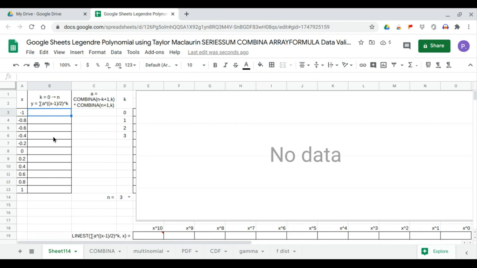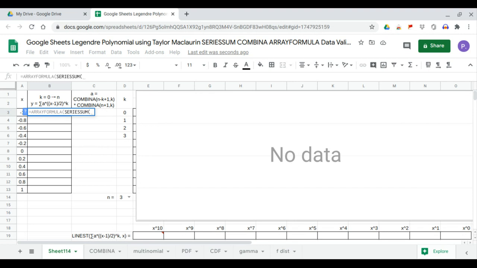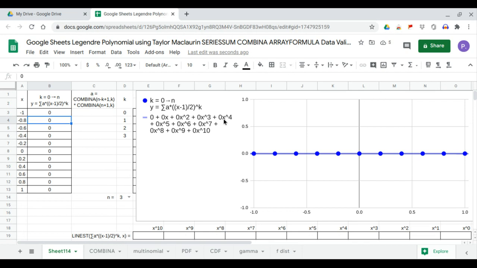Now we enter the Taylor Maclaurin SERIESSUM expansion, which is an array formula. SERIESSUM of x minus 1 over 2, raised to the power starting from 0 incremented by 1, and the coefficients will be this range. So here we have the trend line equation and the trend line, where we use the trend line equation to generate the Legendre polynomial.